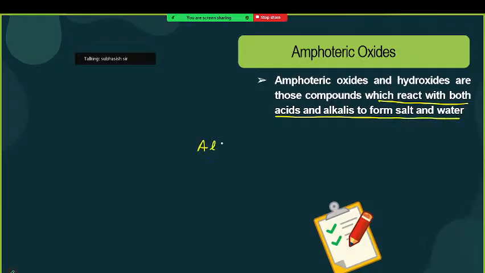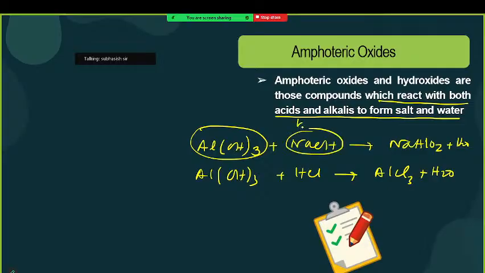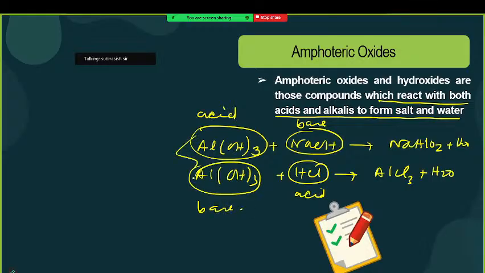Suppose, for example, aluminium hydroxide reacts with sodium hydroxide and produces sodium aluminate, NaAlO2, plus water. Now again, aluminium hydroxide reacts with HCl to produce aluminium chloride and water. So aluminium hydroxide reacts with sodium hydroxide. Sodium hydroxide is a base and it makes aluminium hydroxide act as an acid. But when it reacts with acid, then aluminium hydroxide acts as a base. So aluminium hydroxide acts as both acid and base. That's why it is called amphoteric.